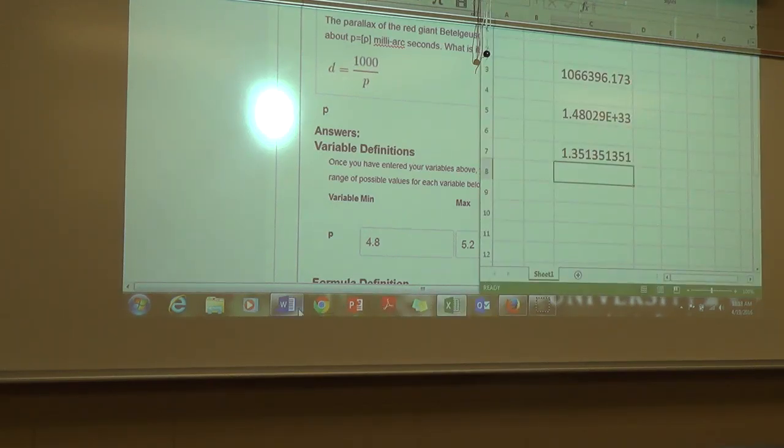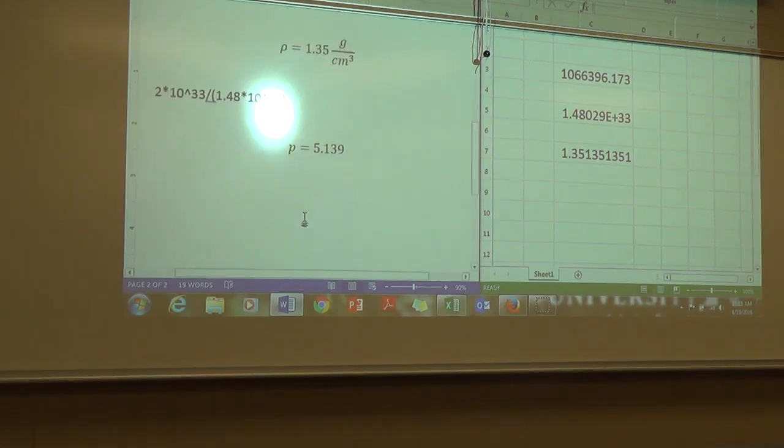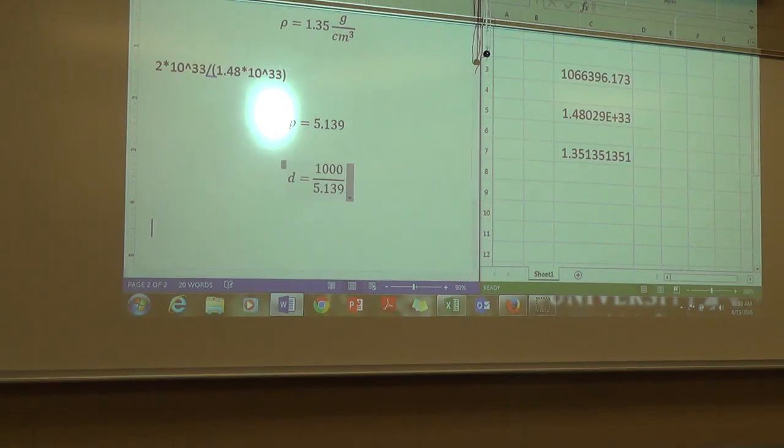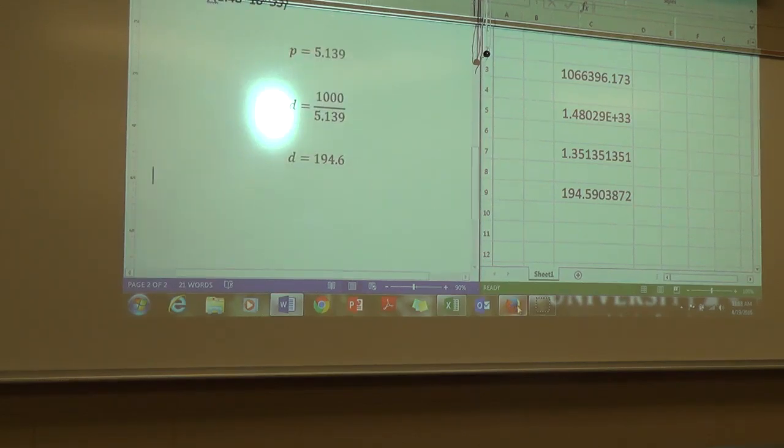So in this problem, p is 5.139, that's milliarcseconds. And so the distance d in parsecs is 1,000 divided by 5.139. So that's 194.6 parsecs is how far away Betelgeuse is, right? So that's an easy one.